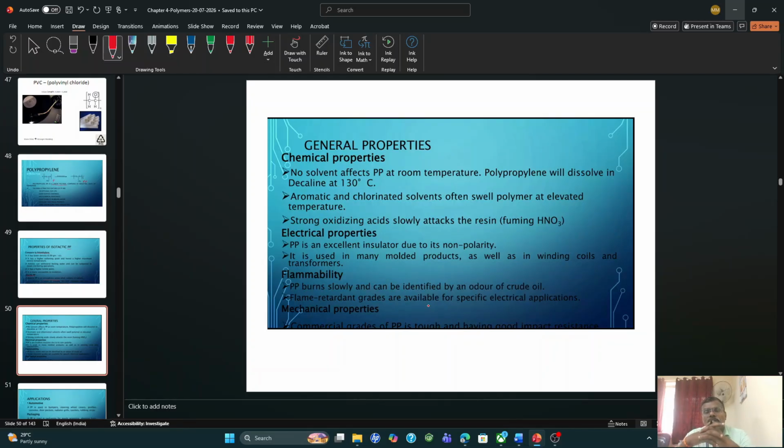So the general properties of polypropylene, chemical properties. No solvent affects polypropylene at room temperature. That's very, very important. It's highly stable. Polypropylene will dissolve in decalin at 130 degrees Celsius, so you have to heat this polymer at 130 degrees Celsius.